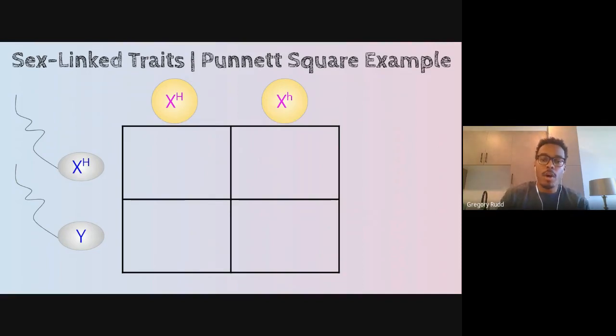So what's one thing that we notice about the mother already? What do we notice about her genotype? What can we call the mother? And I'm looking at the chat now just in case someone sends something. What can we call that mother based on the genotype that she has? She's got an X with a dominant allele, and she's got an X with a recessive allele. What is that called?